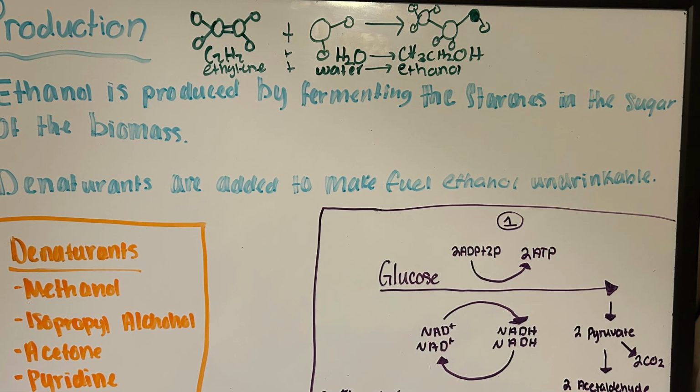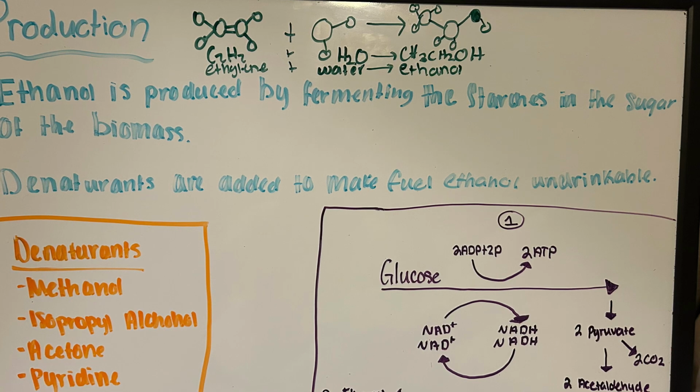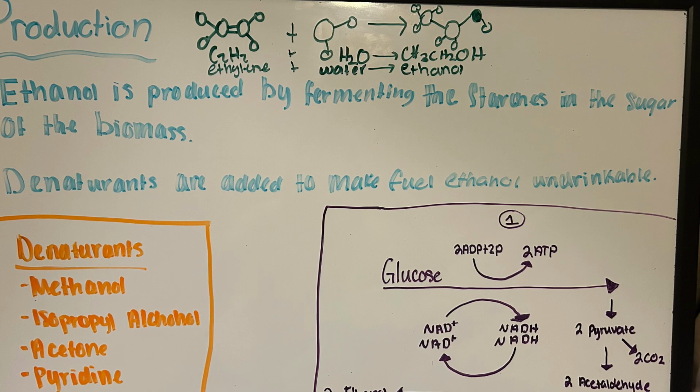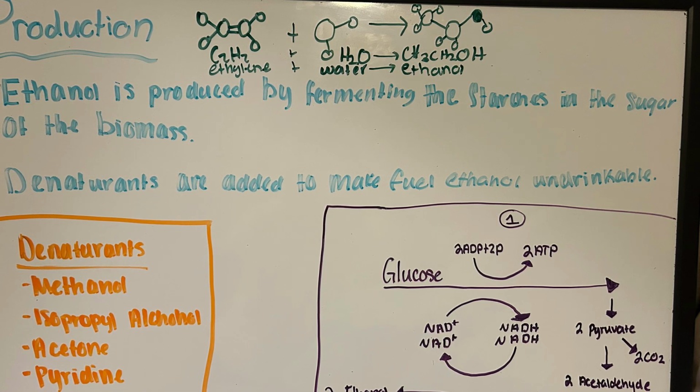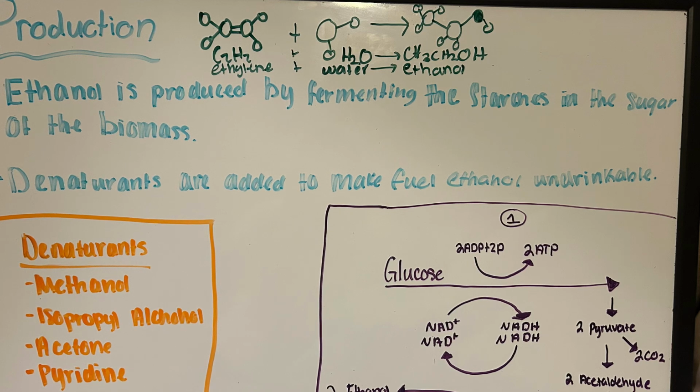Production. Ethanol is produced by fermenting the starches and the sugar of the biomass that is being used, and then denaturants are added to fuel ethanol to make it undrinkable. Some of the most popular denaturants are methanol, isopropyl alcohol, acetone, and pyridine.